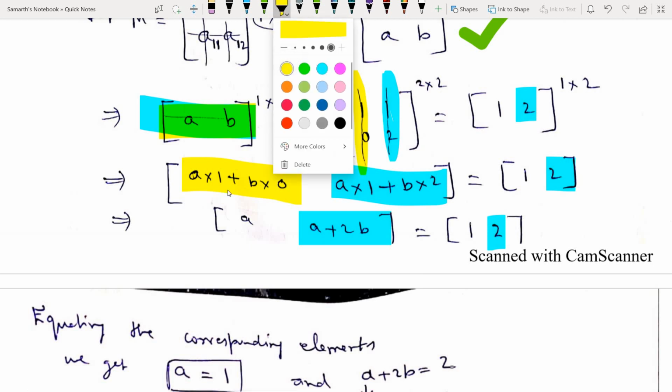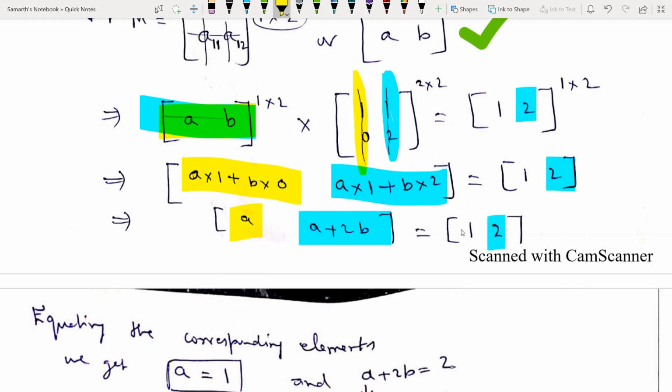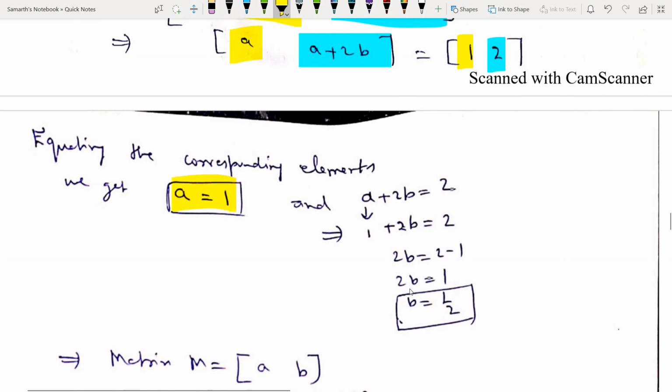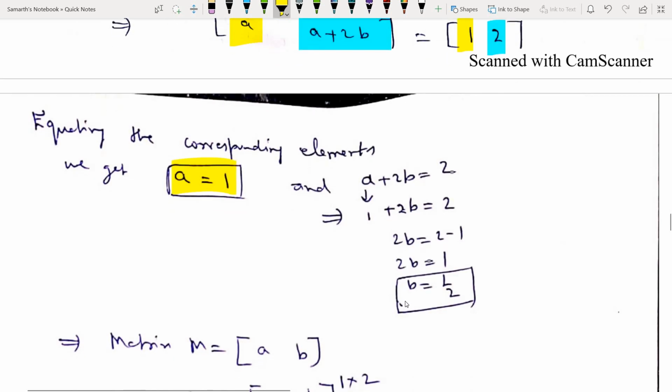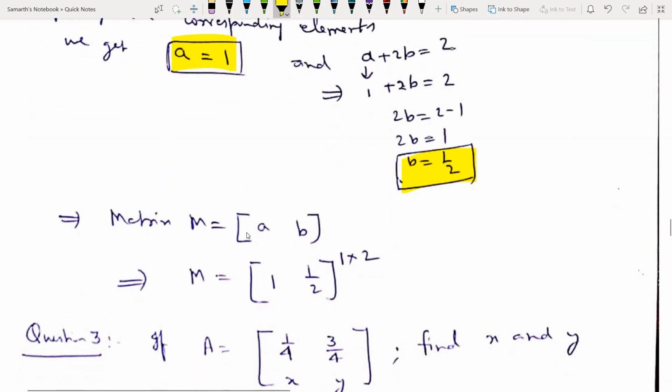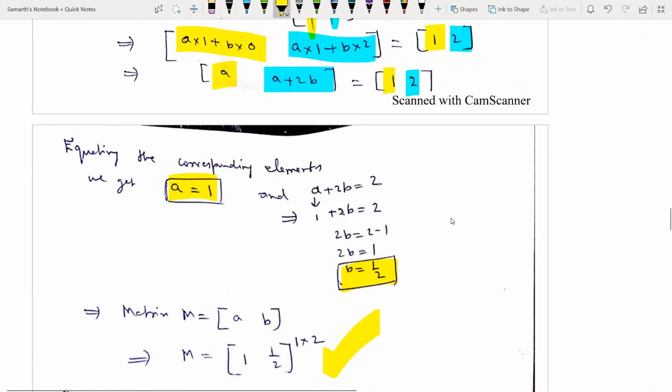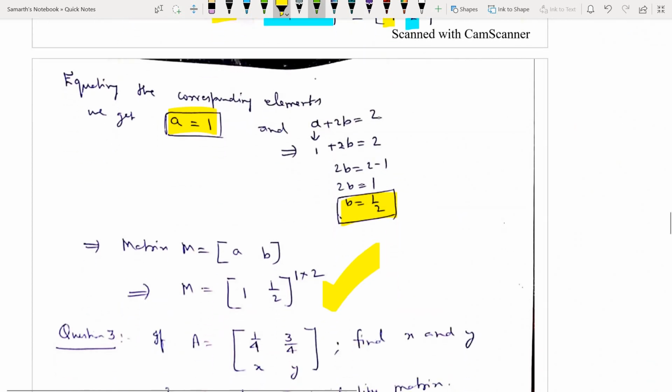A is already 1 and A plus 2B is equal to 2. We will substitute the value of A as 1, so we will get the value of B as half. So the resulting matrix M contains the two elements A and B, 1 and half, and don't forget to write the order 1 by 2. I hope that it is clear.